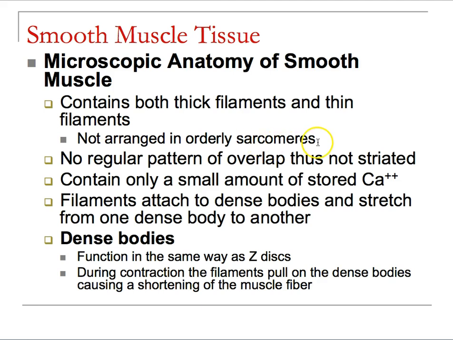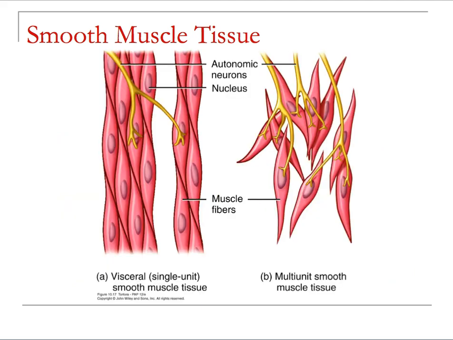You don't see orderly sarcomeres. They are there, but they usually take something to activate them, and that's usually a dense body or a stretch that will activate them. So you actually literally have to stretch the muscle fiber to actually get it to move, okay? Or you send a signal to it. So there are two types, single unit and multi-unit, okay?